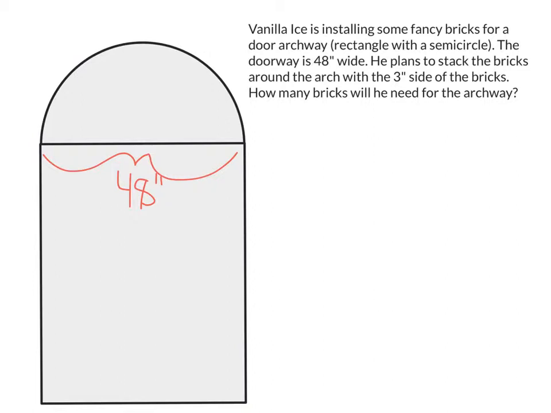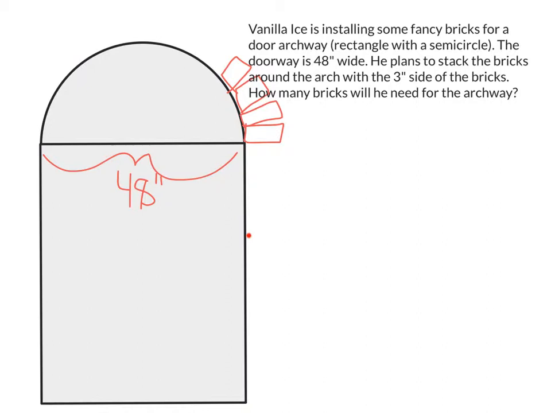He plans to stack the bricks around the arch with the 3-inch side of the bricks. All right, if you guys have ever seen this, what people do is it'll be like this and that. Right, and then they'll continue on, and it will look a lot better than this. But anyways, they'll make their way around that thing with the 3-inch side of the brick. So this is like 3 inches, 6 inches, 9, 12, and so on and so forth. You see that in a lot of old buildings. They'll work their way around that nice little decorative piece, okay?